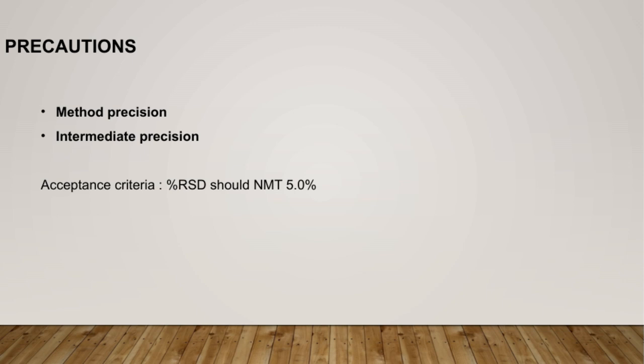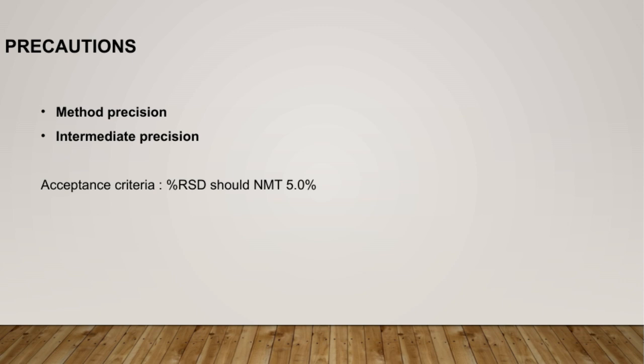When we're evaluating our method's consistency, one key aspect is intermediate precision, which essentially looks at how reproducible our results are across different days, analysts, or equipment. The acceptance criteria here is that the percentage relative standard deviation, or %RSD, should not exceed 5%. This threshold helps us ensure that our method remains reliable and consistent over time and under varying conditions.